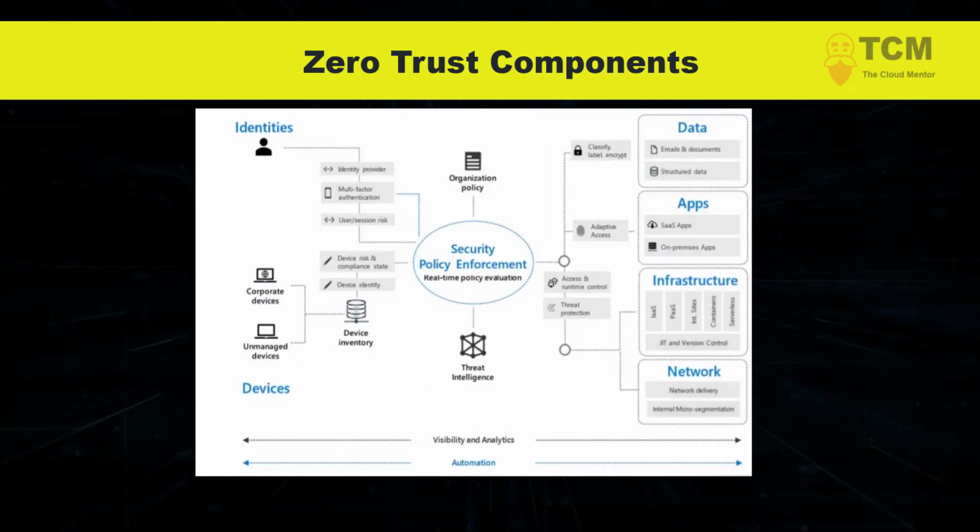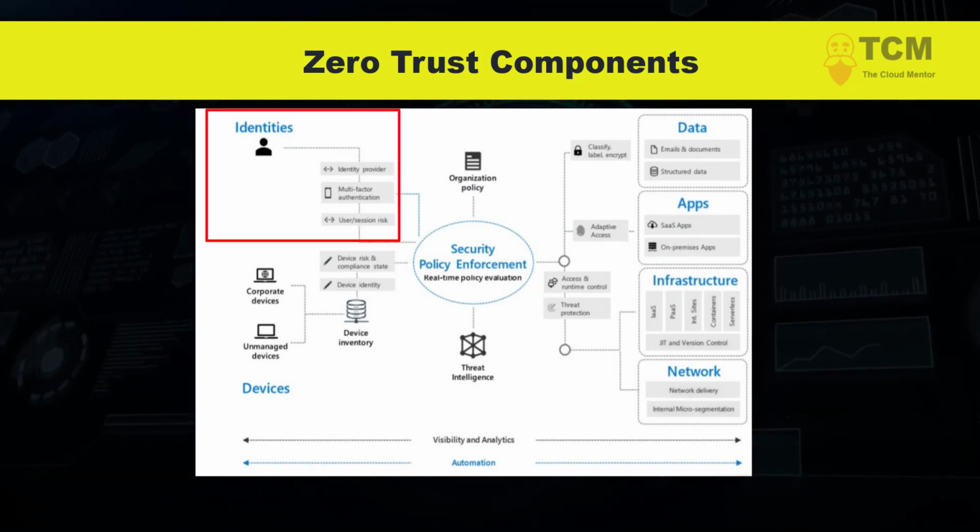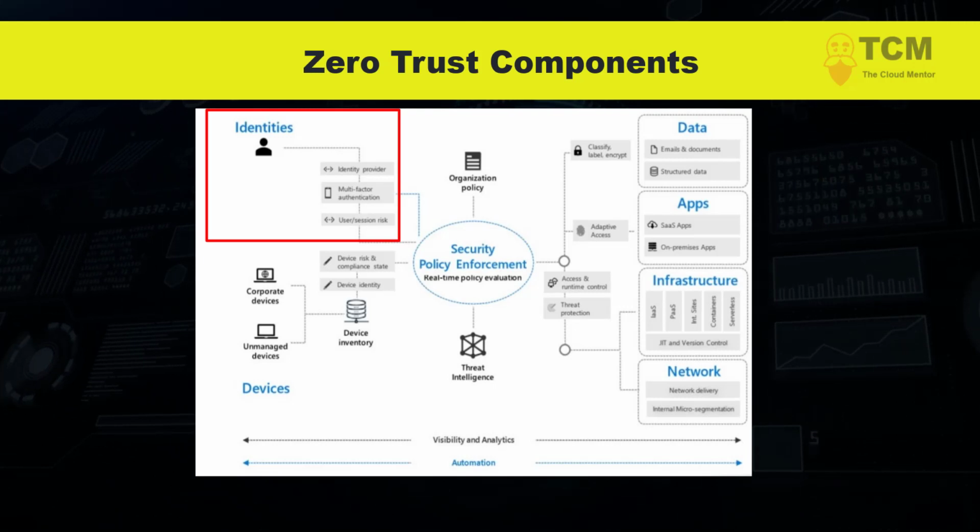To summarize, identities. Identities are provided by the identity provider. We provide some kind of a secondary factor authentication, also called multi-factor authentication, in order to prove who the user really is. Next, it's the user's risk and also the session risk, which is calculated by something called Azure Active Directory Identity Protection.